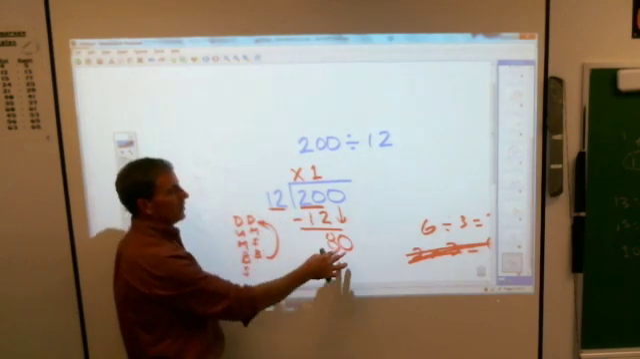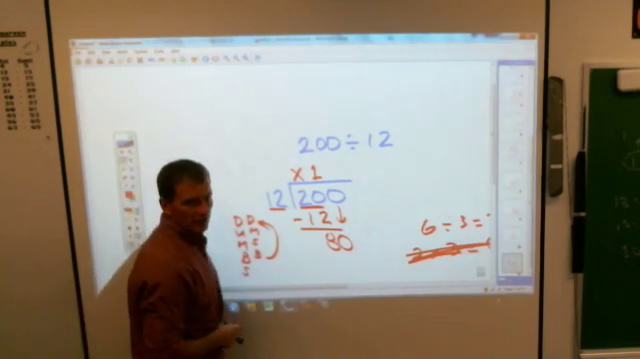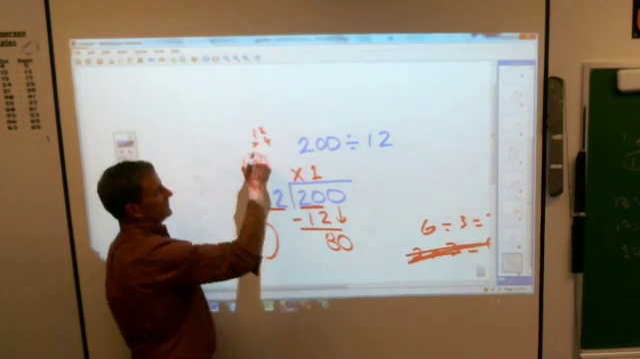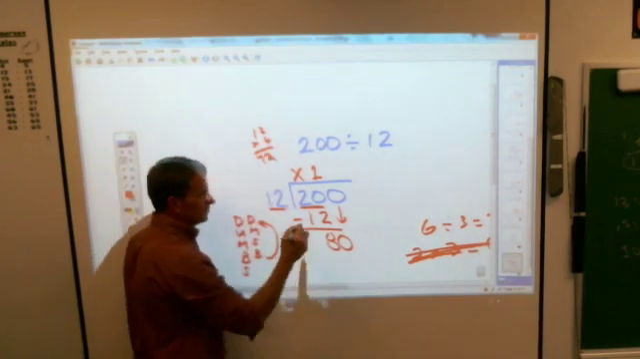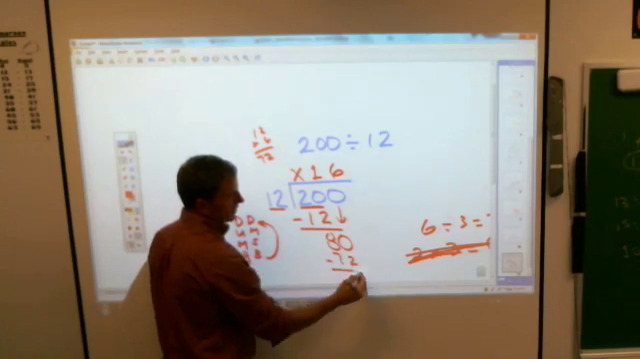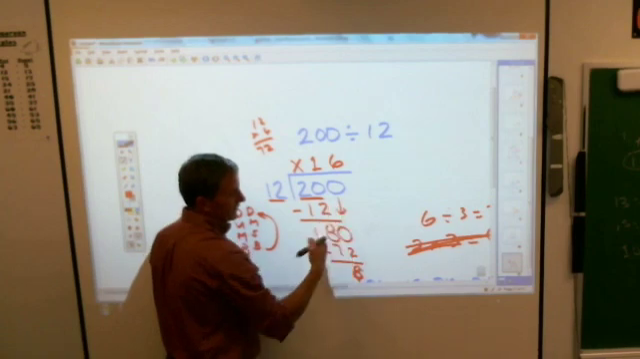How many times does 12 go into 80? And there's no easy way. Sometimes it's just trial and error. Sam says 6. Well, we try 12 times 6 is 72. Looks like a good answer to me. So I put my 6 there. 72. I subtract. There's nothing left to bring down because I ran out of arrows there.